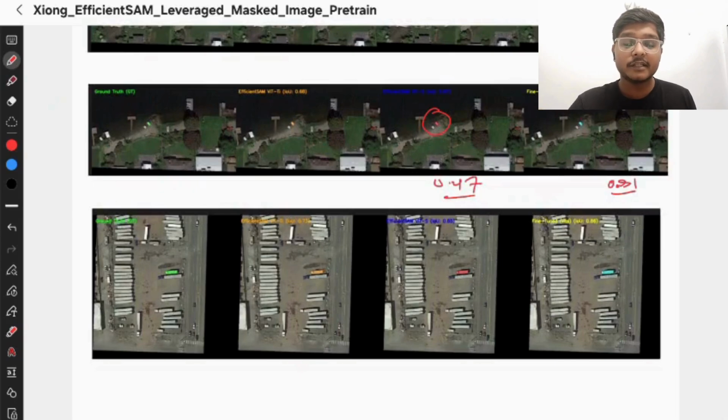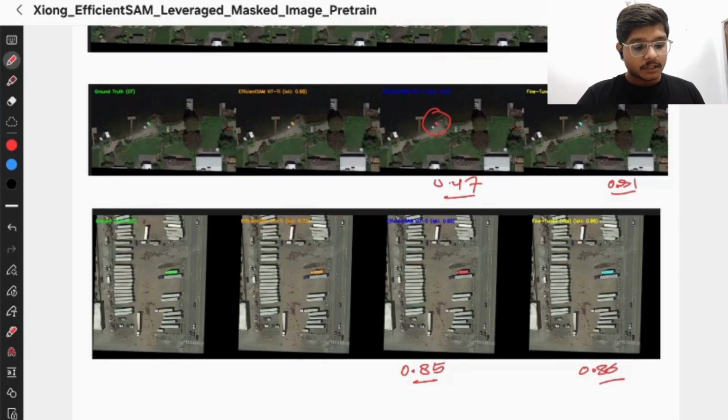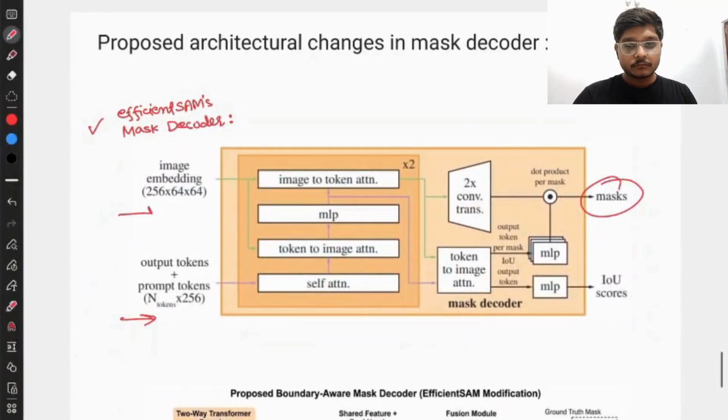We have successfully maintained the 20x speed of the Efficient SAM architecture while significantly boosting the mIOU and F1 scores for high-stakes satellite analysis. So after fine-tuning our baseline model on the ISET dataset, let's discuss our proposed architectural changes in the mask decoder. In our improved version, let's first discuss the original Efficient SAM mask decoder. In a standard architecture, the process is linear.